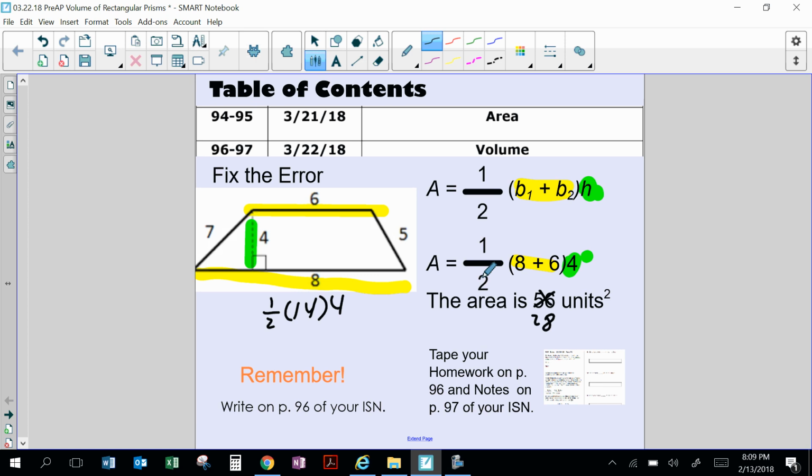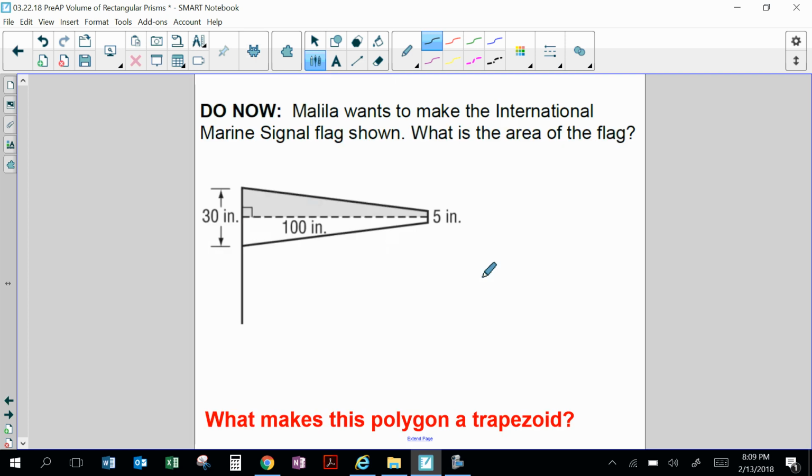Makes sense. All right, so Malila wants to make the International Marine Signal flag shown. What is the area of the flag? What makes this polygon a trapezoid? What makes a trapezoid completely different from the other polygons we've learned, such as a parallelogram or a rectangle or a triangle? Well, first of all, it has 4 sides, so it cannot be a triangle. Well, if you remember, a parallelogram is parallel. So let me draw it. Here's a parallelogram.